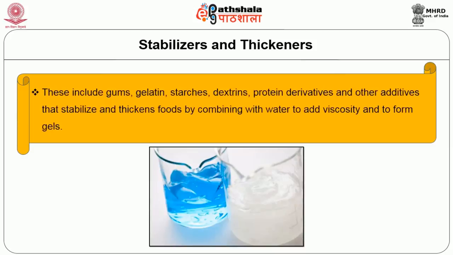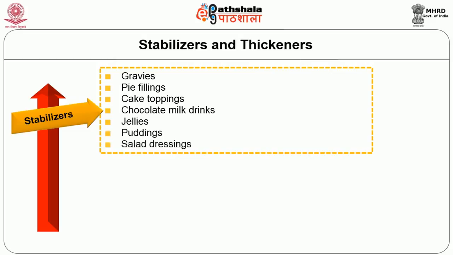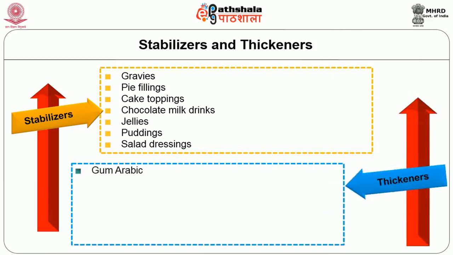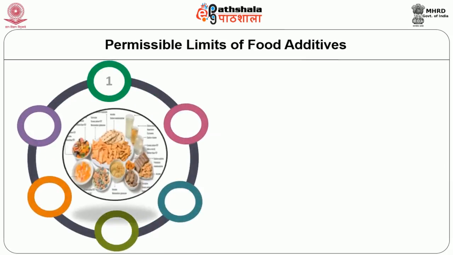Next one is stabilizers and thickeners. These include gums, gelatin, starches, dextrin, protein derivatives, and other additives that stabilize and thicken foods by combining with water to add viscosity and to form gels. Gravies, cake toppings, chocolate, milk drinks, jellies, puddings, and salad dressings are among the many foods that contain stabilizers. Thickeners such as gum arabic, carboxymethyl cellulose, carrageenan, pectin, amylose, and hydrolyzed vegetable protein are commonly used in food products.